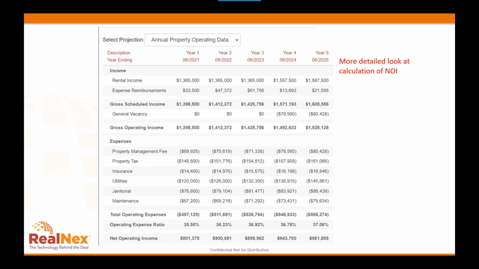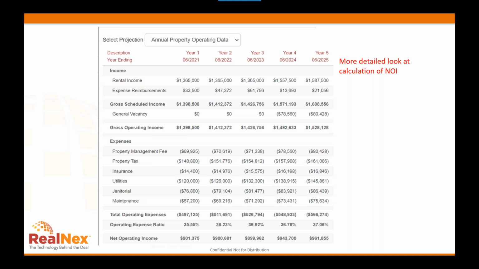Then we again have our vacancy rate. We subtract that, and that gives us our gross operating income, but then we subtract our expenses, which in this case for the first year is $497,125. And that gives us again our net operating income, $901,375. We've got our expense ratio there, 35.55%.